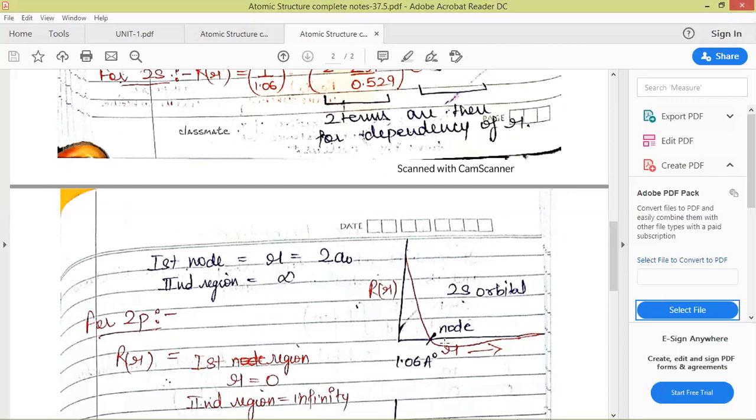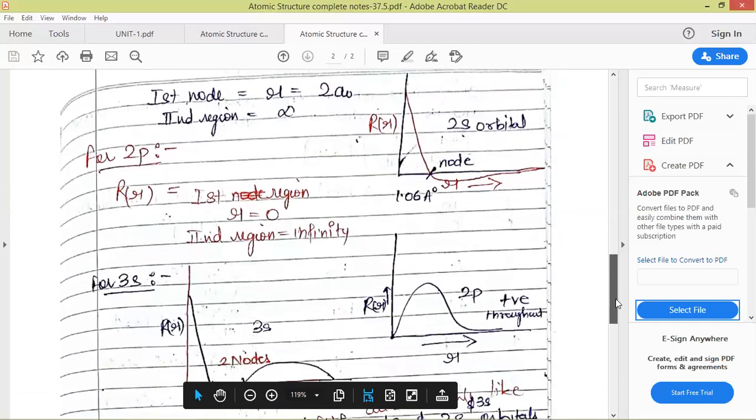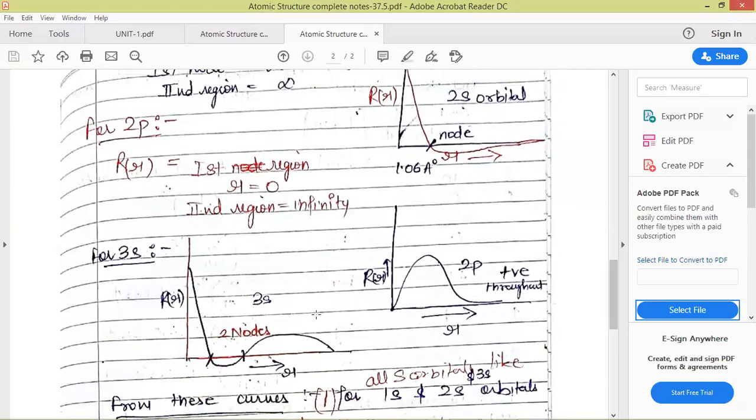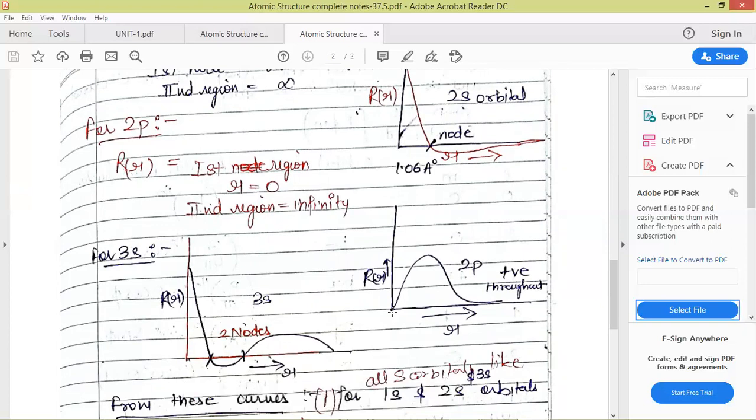We cannot correlate it directly to the probability of finding the electron. We'll have to take something else. Similarly, if we want to see for 2p orbital, here also the shape of the curve comes out to be like this, but here the value of capital R, that is the radial part of the wave function, is 0 at distance 0 from the nucleus, and it exhibits a maxima at some distance from the nucleus, and ultimately at infinity it also becomes 0.